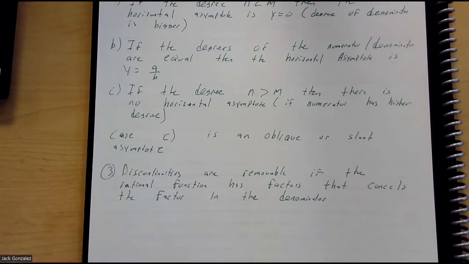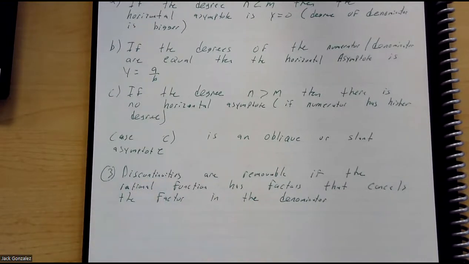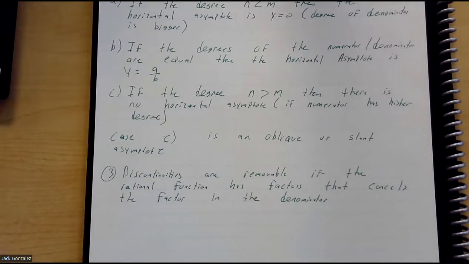Okay. So let's go through a couple examples and we'll be finished. So discontinuities, meaning holes in your function, can be removed if the rational function has factors that cancel the factor in the denominator. So basically, if you factor the top, that cancels something on the bottom, then we can consider that removed. It's no longer division by 0. And I think they'll go deeper into this in calculus 1, more formal.